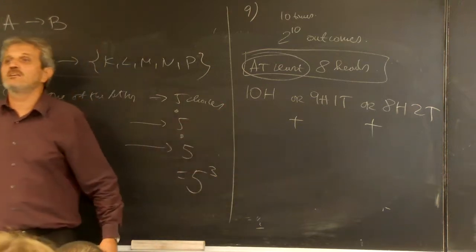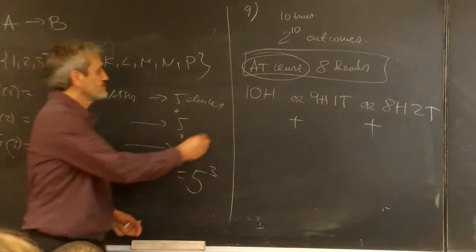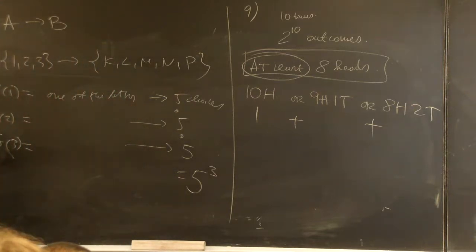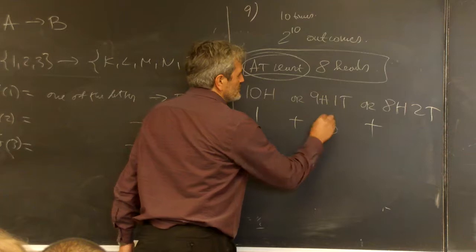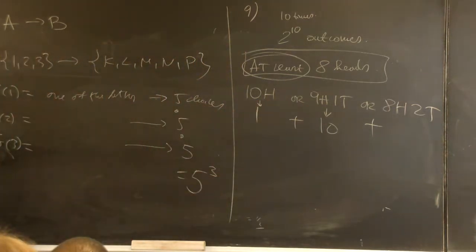10 heads, how many strings have all 10 heads? Only one, just check. Now, if you want 9 heads and 1 tail, how many configurations are there fitting this description? 10. Why? Because if you have 1 tail, what's your only dilemma? Where to put that tail, do you agree? And it could be first, second, third, or 10th. They are all different, so there are 10 of those. Was it clear so far?